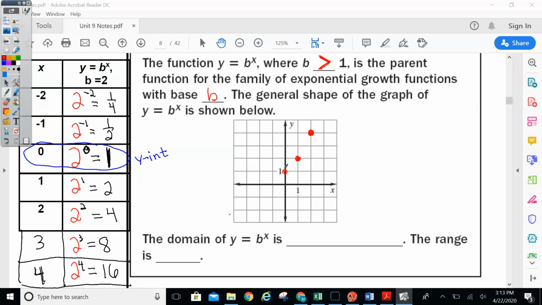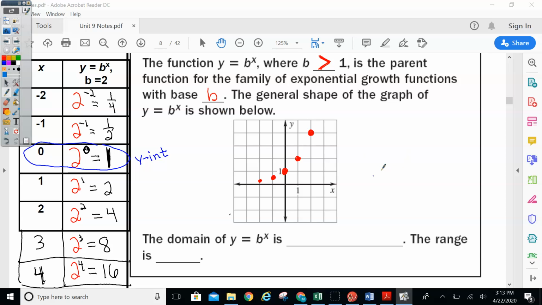0 is at 1. -1 is at a half. And -2 is at a fourth. So for these, for sure, I need 3 points, the y-intercept plus either 2 to the right of it or 1 on each side of it. So you want to make it flatline.